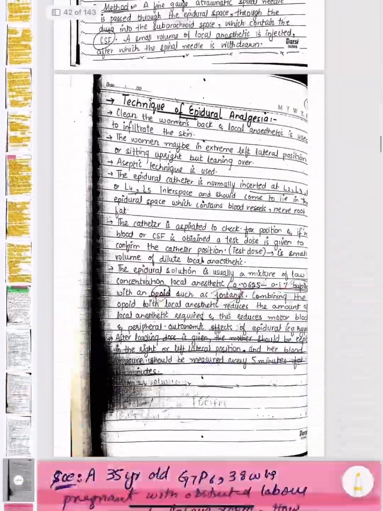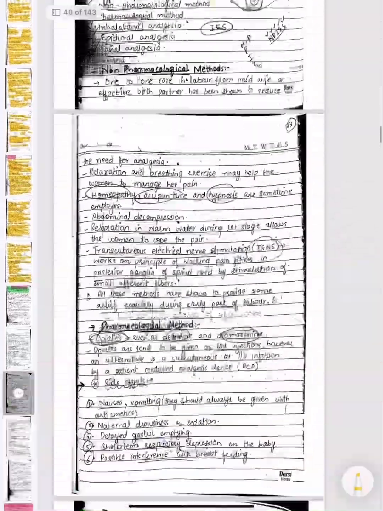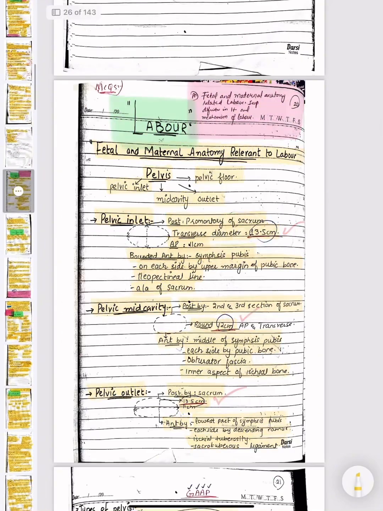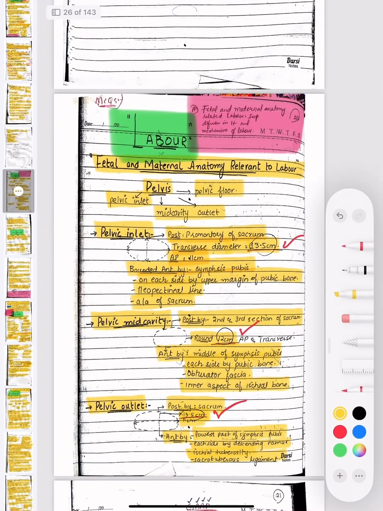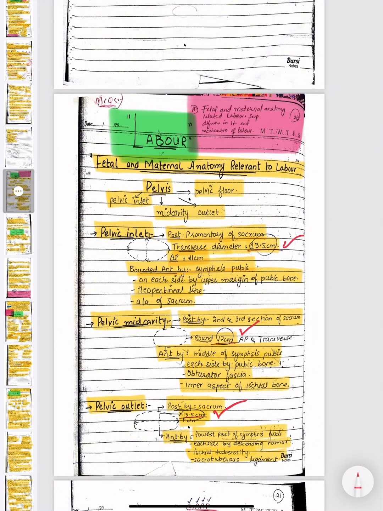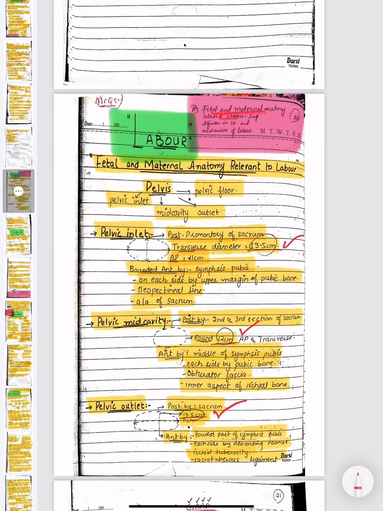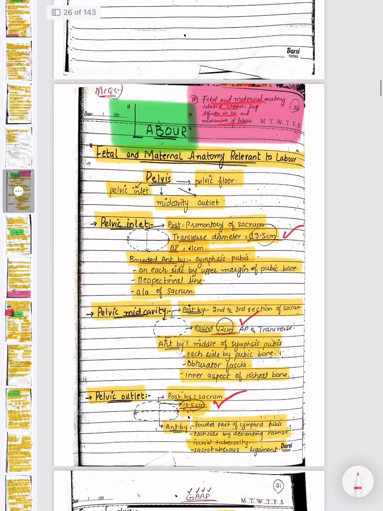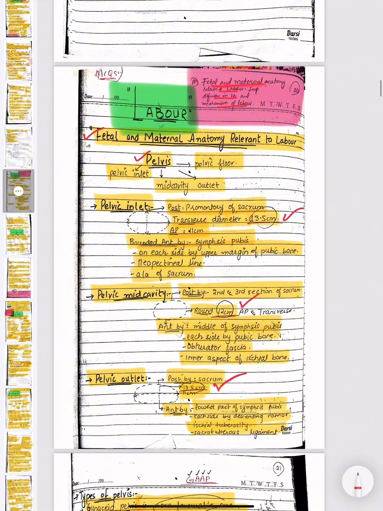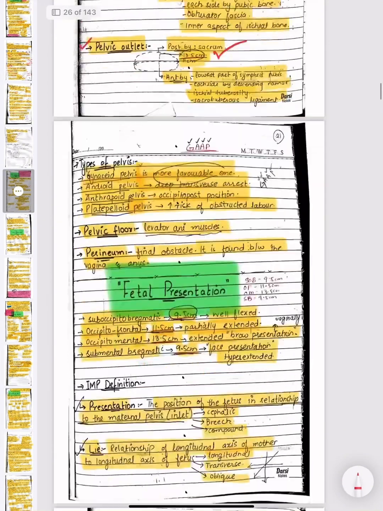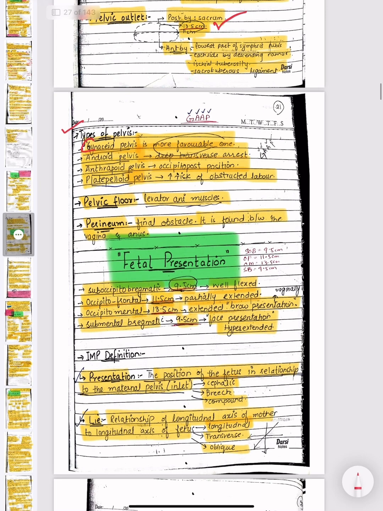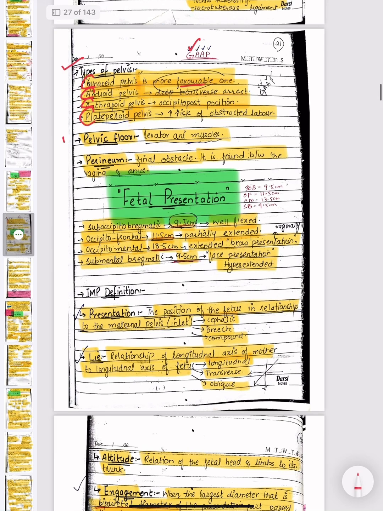We will discuss the analgesia in the next video. So let's revise what we have discussed in labor. First of all, we discussed the fetal and maternal anatomy related to labor, important definitions and mechanism of labor. So this is the fetal and maternal anatomy: the pelvis, the pelvic inlet, the pelvic midcavity, and the pelvic outlet. Then we discussed the types of pelvis, which are gynecoid, android, anthropoid, and platypelloid. The gynecoid is the most favorable for labor. Then pelvic floor and perineum.